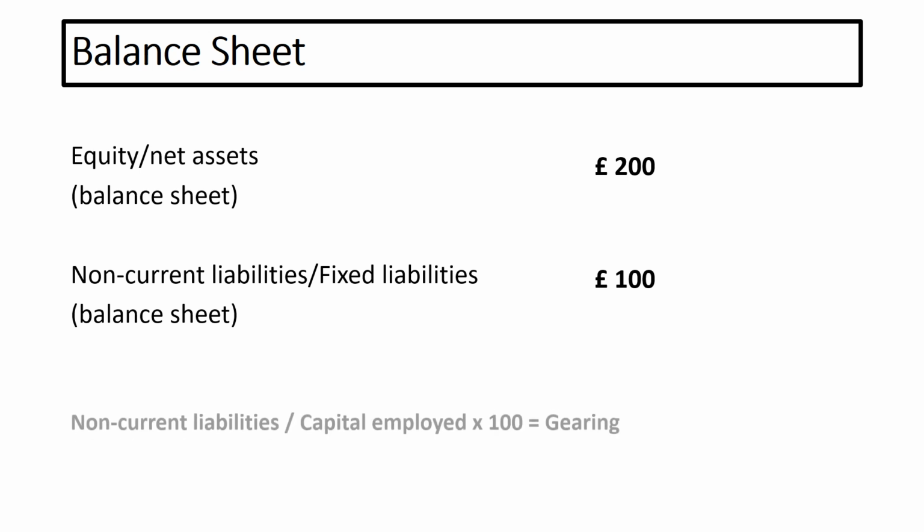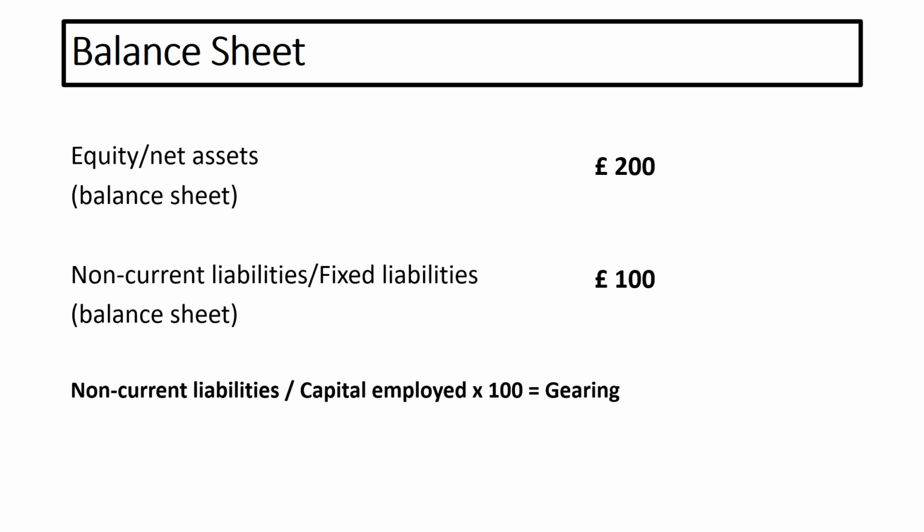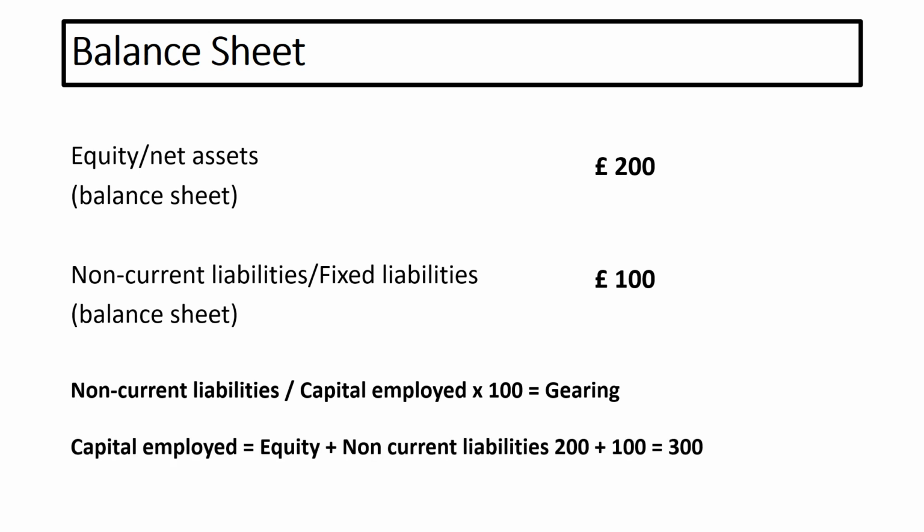So I'm going to use the formula. I take the non-current liabilities, I divide it by capital employed, times it by 100, it will give me a percentage, which is my risk rating. So if you looked at the ROCE video, you know that capital employed turned up on that as well. So before we start, we calculate capital employed. What we do, we add our equity, 200, to our non-current liabilities, 100, that gives us 300. That is the amount of money the business is using to try and make profit.